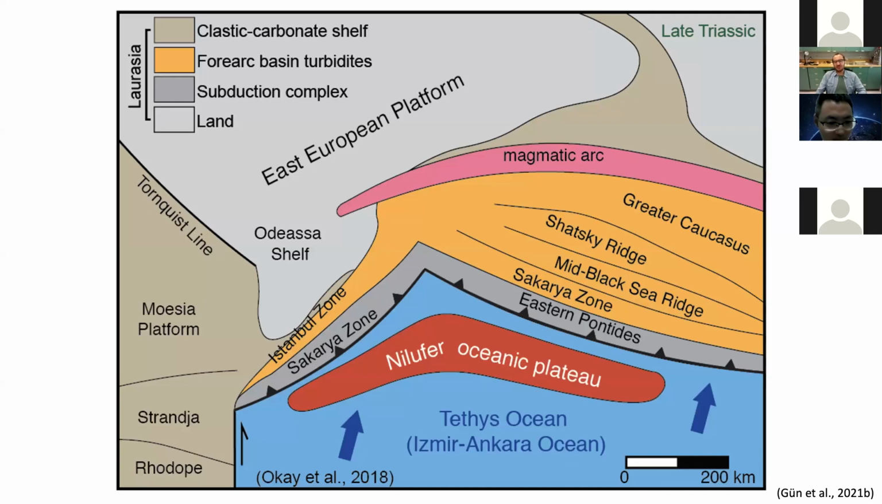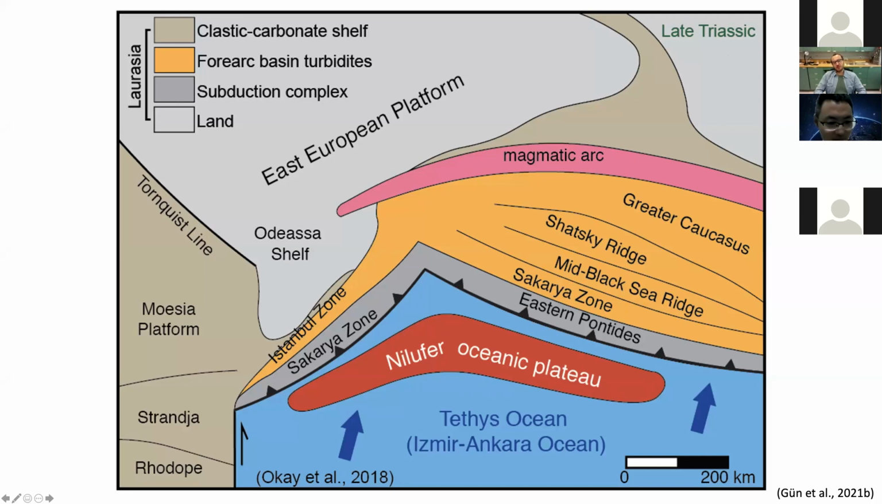So this is a paleogeographic reconstruction of the Tethys Ocean in the Eastern Mediterranean. This map is from Okay et al. 2018 paper. According to their work, there was an oceanic plateau called the Nilüfer Oceanic Plateau, and it was drifting to the north toward the Laurasia continental margin in the late Triassic. The size of the plateau is almost 1,000 kilometers long and maybe 150 kilometers wide.